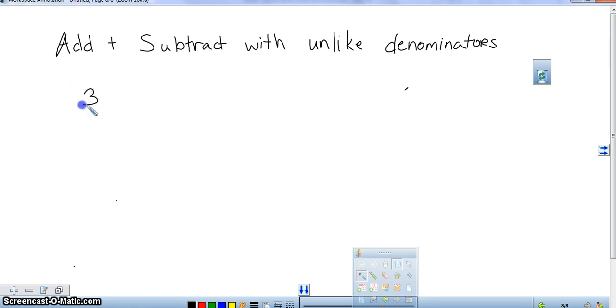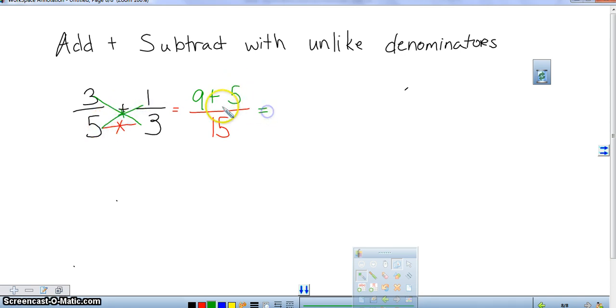Let's start with this. 3 over 5 plus 1 over 3. The denominators are different. So since the denominators are different, we multiply. This is how I show this. We multiply. 5 times 3 is 15. And then I multiply this diagonal. 3 times 3 is 9. And then it's plus, because there's a plus here. 5 times 1 is 5. So 9 plus 5 is 14 over 15.